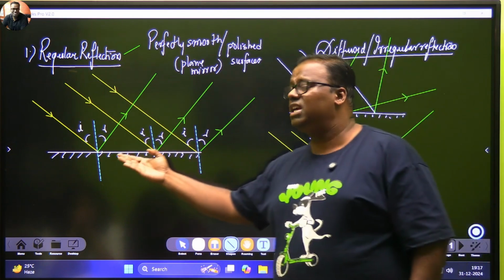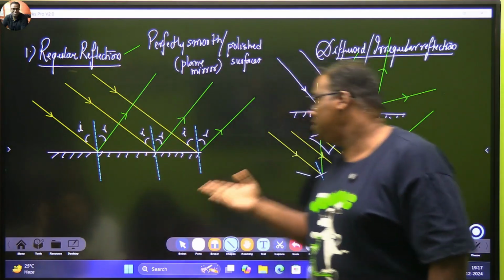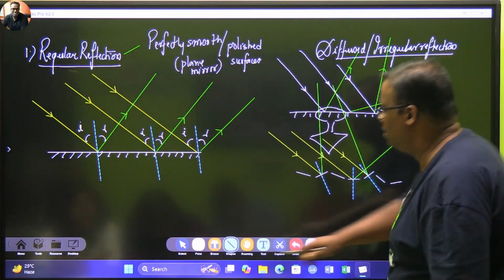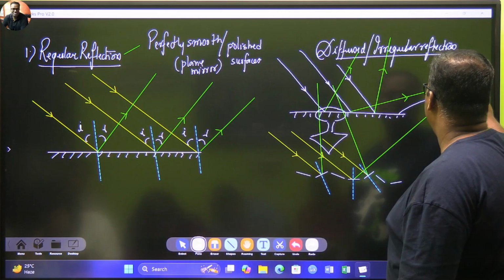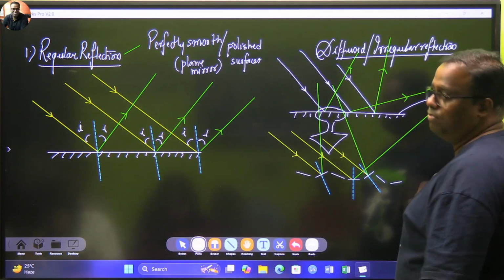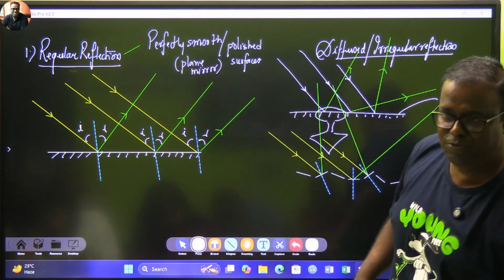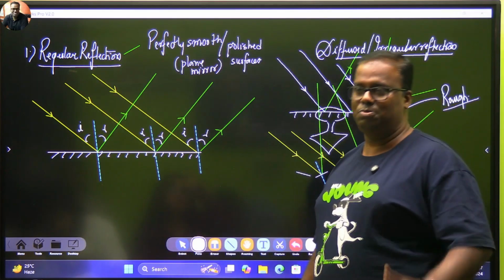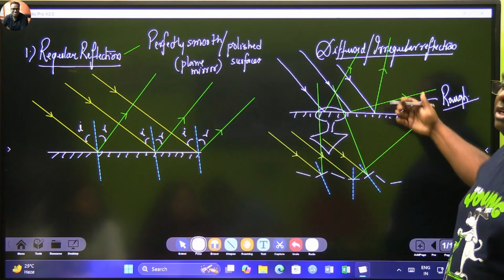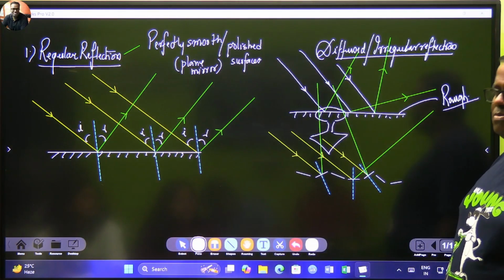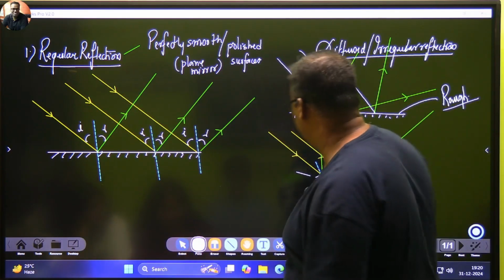That surface is extremely smooth and polished, like that of your mirror. This surface is not that polished, so I reserve my word and I'll call this a rough surface. All rough surfaces, rough not from the perspective of your feel but from the optics perspective. If you are a rough surface, you will always support irregular reflection. Clear? So irregular reflection also we have understood.